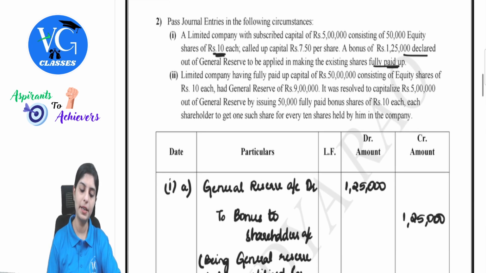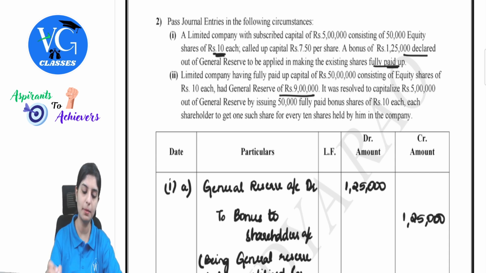Next, a limited company having fully paid up capital of 50 lakh consisting of equity shares of 10 each had general reserve of 9 lakh. It was resolved to capitalize 5 lakh out of general reserve by issuing 50,000 fully paid bonus shares of 10 each. Each shareholder is to get one such share for every 10 shares held by him in the company.